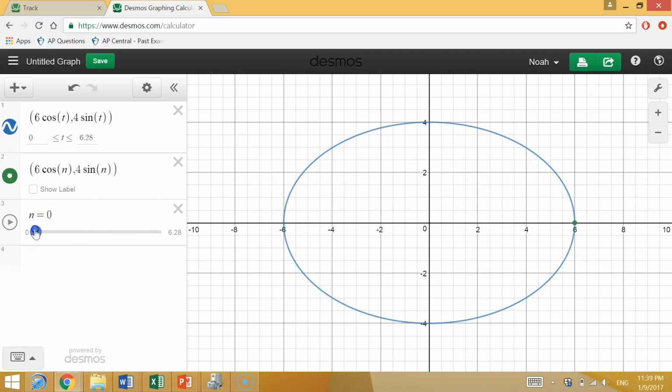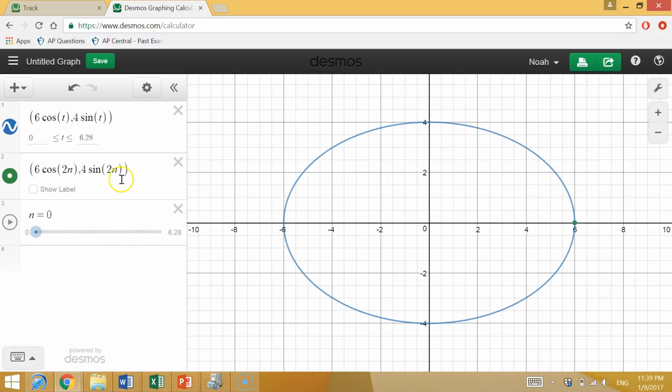As I move n, every time I move it, it's going to move the dot the same distance around. It's not going to speed up or slow down because this n right here is just linear. If I made it 2n and 2n, it's going to move faster because as I increase n, it's going to go around faster, but it's still not going to change speed. So you'll see it's going to go actually around twice now in 2 pi.